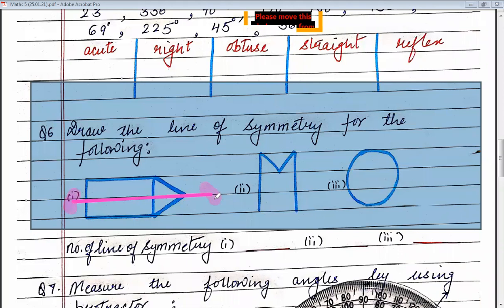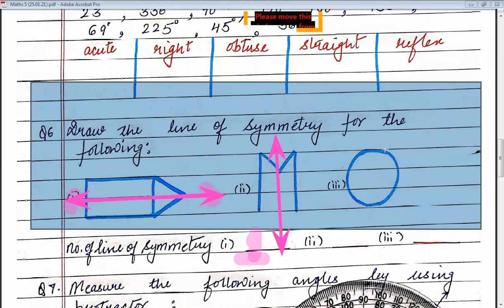Okay. So now children, here you can write that the first one is having one line of symmetry. Okay, now let's see our second one. This is your M. So where is the line of symmetry? This one. Okay, here is your center one, horizontal line of symmetry, and here it is vertical line of symmetry.